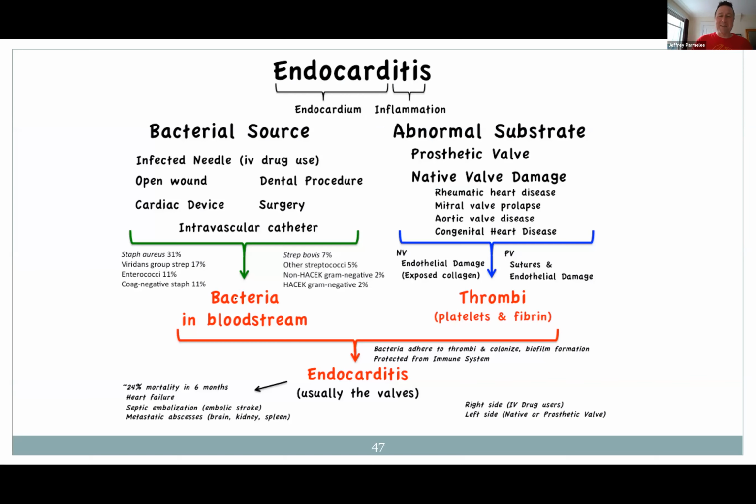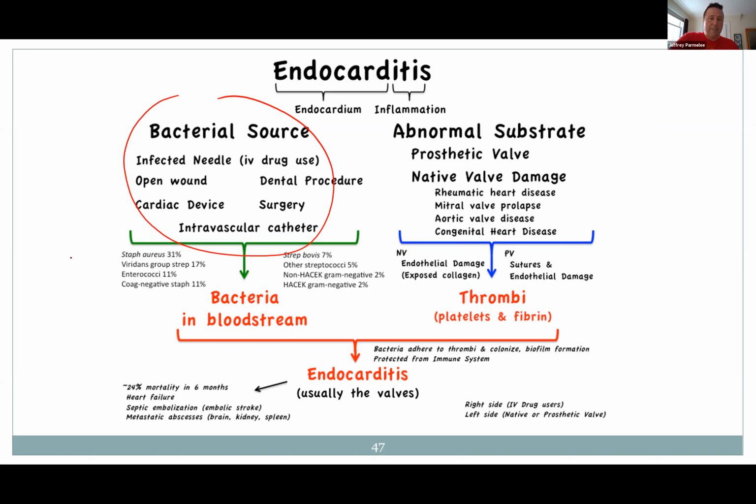I found this kind of cool. You can see all the places where you can get bacteria into your blood that can grow on your heart valves. You always have some bacteria in your blood, but usually it's in such low amounts that your immune system takes care of it. But imagine a lot of this getting in.